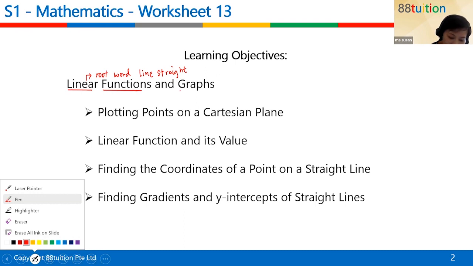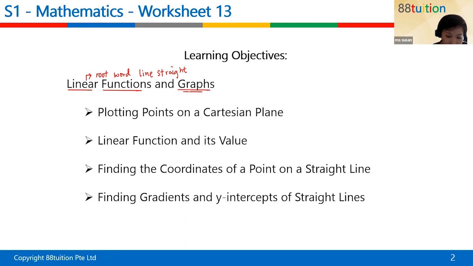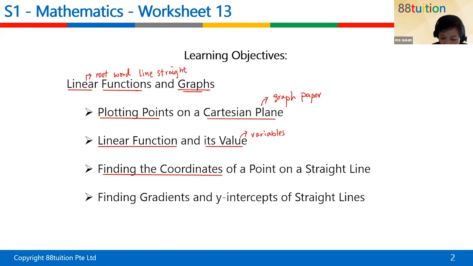So in this chapter, we are now focusing more on graphs, plotting the points on the graph paper. Usually we use graph paper to indicate the points and draw the graph. With the linear function, we are able to find the values, and these values we call variables. From here we can find the coordinates, because they are variables of the point on the straight line. And then we are going to do something new today, which is about the gradient and y-intercepts of the straight line.